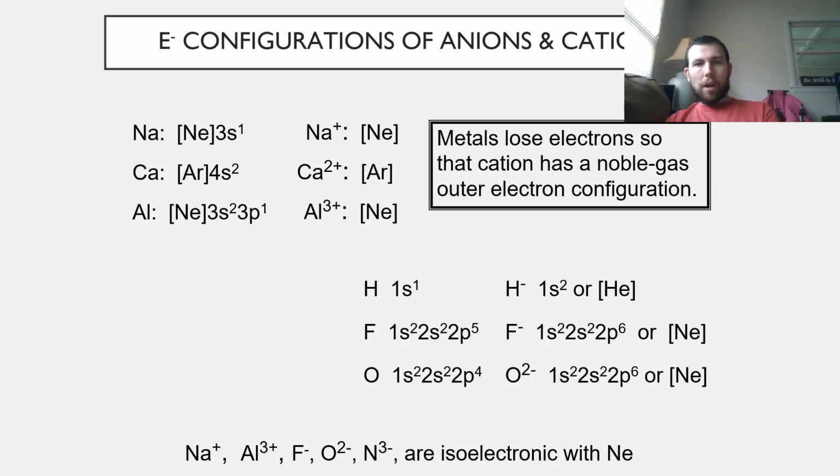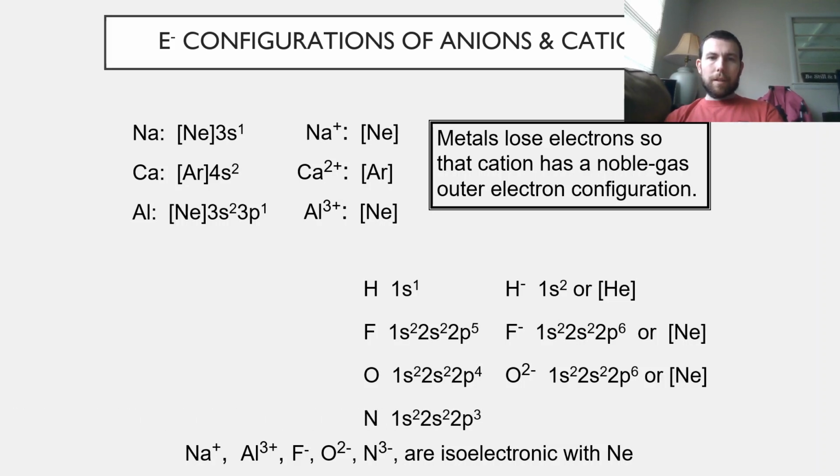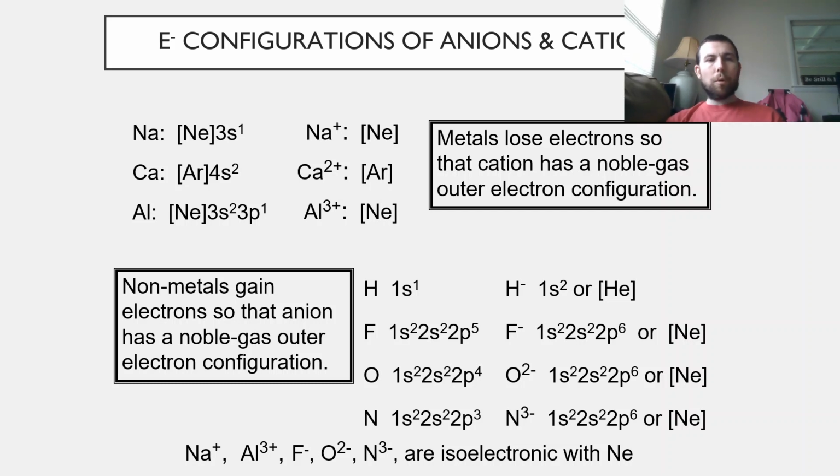Now for both of those, like for hydrogen, we added an electron to that 1s orbital. For fluorine and oxygen, we ended up adding electrons to the 2p sublevel within those electron configurations to form those particular ions. And then there's nitrogen, 1s2, 2s2, 2p3. It commonly forms the N3- anion, nitride, and so it goes to 1s2, 2s2, 2p6. Again, what you should see as a pattern here is that your nonmetals are going to gain electrons so that the anion matches up with having a noble gas outer electron configuration.